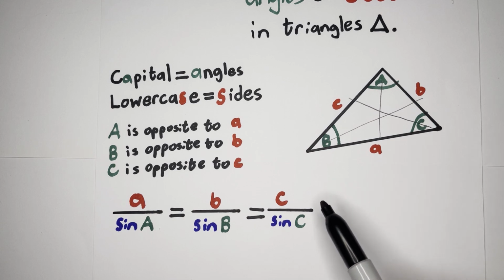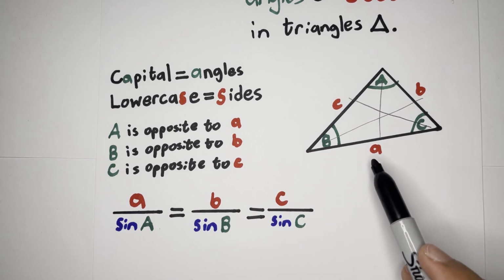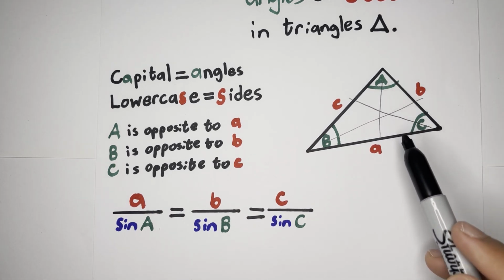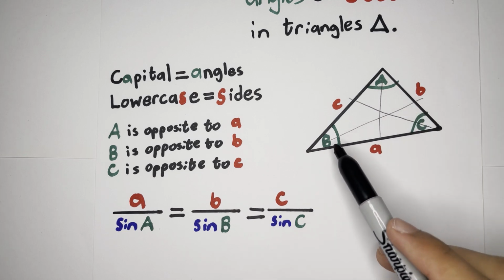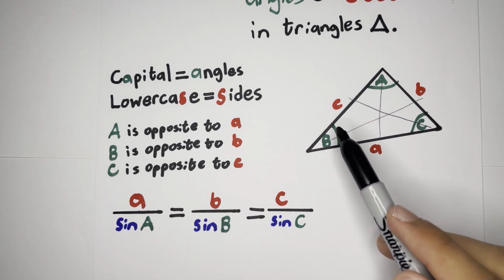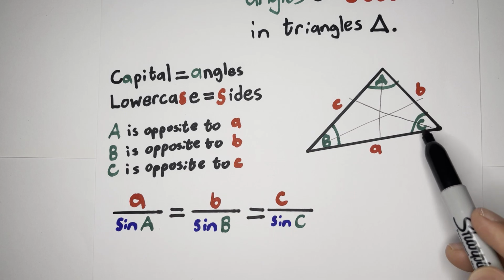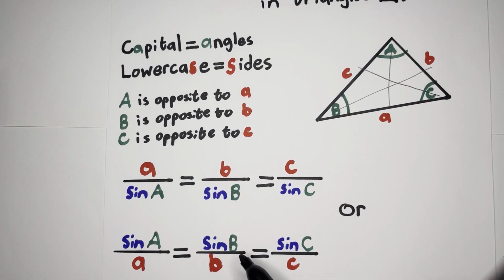And now finally this brings us to the rule itself. Side a over the sine of angle A is equal to side b over the sine of angle B, which is also equal to side c over the sine of angle C. You can also use this rule in a different form, where the fractions are flipped, which can make it slightly easier when trying to work out the size of angles.